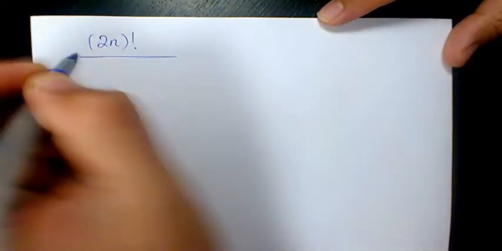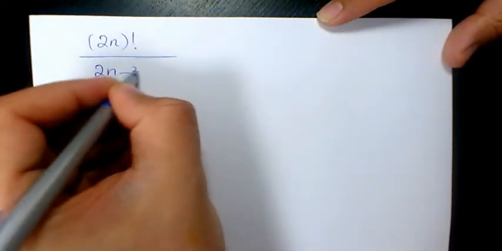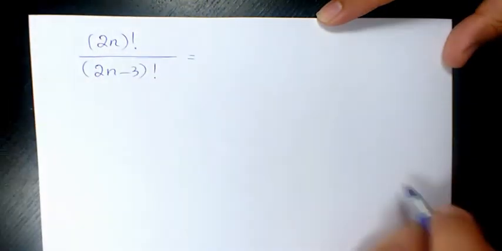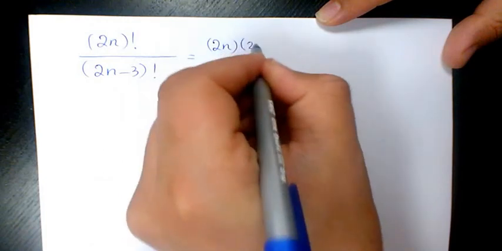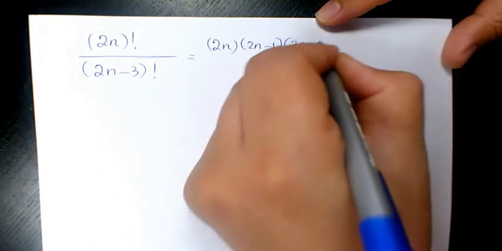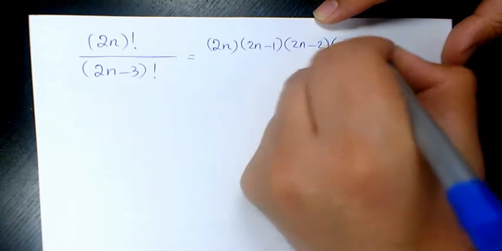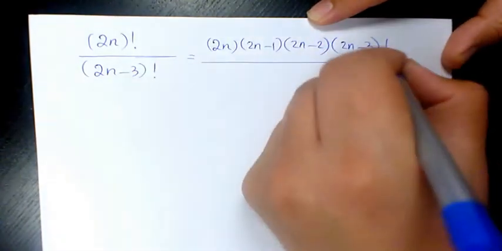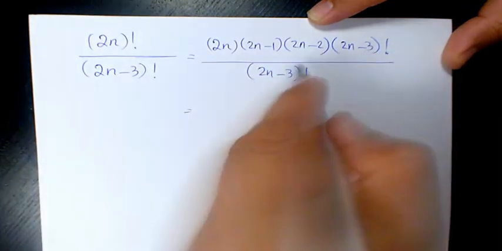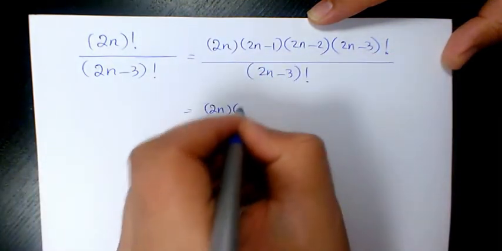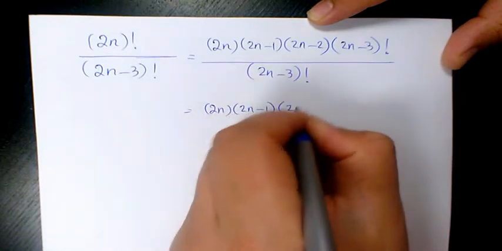Next example, 2n factorial divided by 2n minus 3 factorial. So 2n factorial, we can write it as 2n times 2n minus 1 times 2n minus 2 times 2n minus 3 factorial divided by 2n minus 3 factorial. So when you cancel them, it's going to be 2n times 2n minus 1 times 2n minus 2.